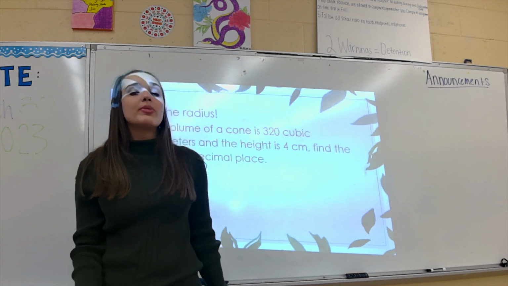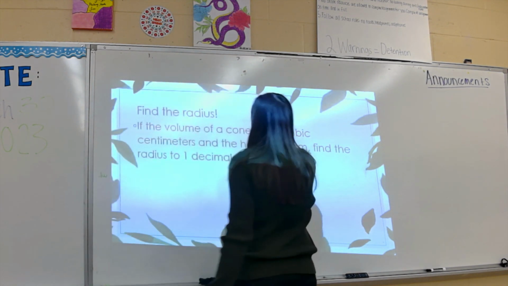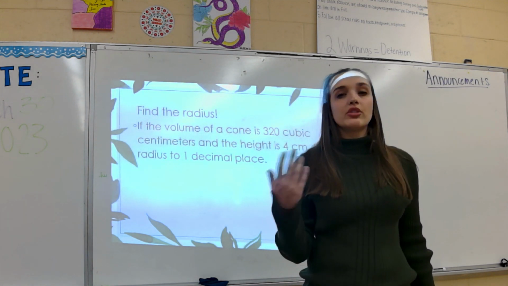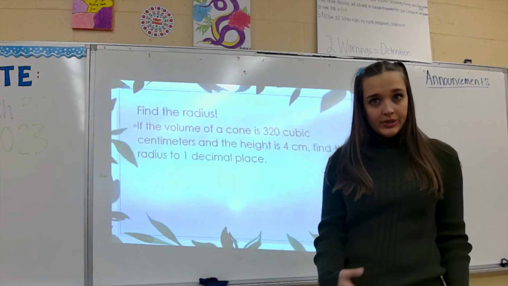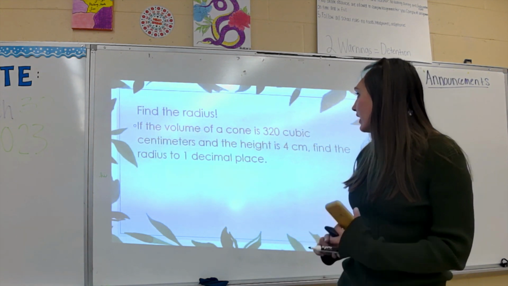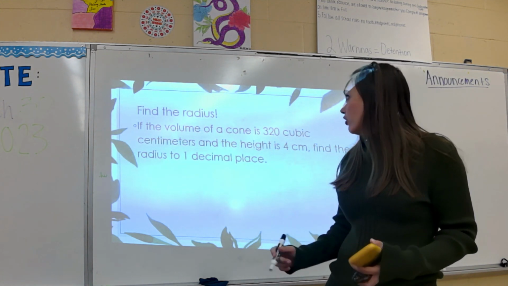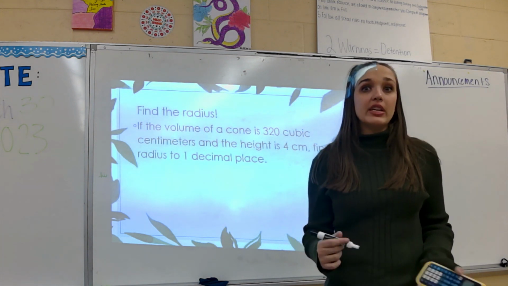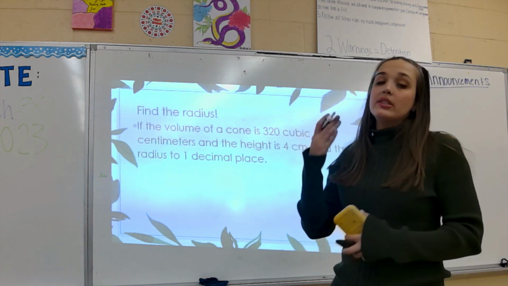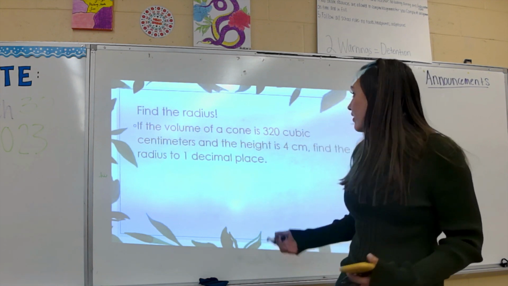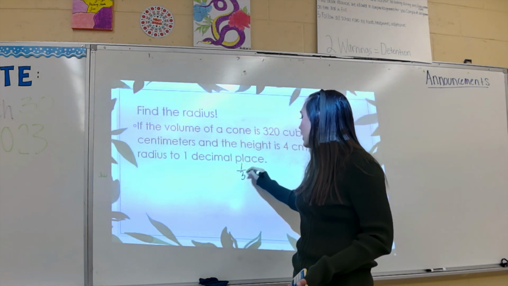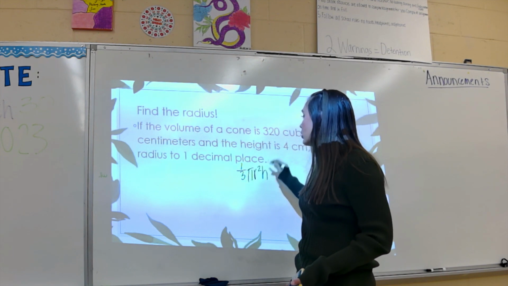Now we have something a little bit different, where we are given the volume, we're given the height, and we're trying to find the radius. So this is very important to determine what our steps are to be able to figure out the final answer. We're working with the volume of a cone. The volume is 320, the height is 4, and we want to find the radius. Once again, we always need the volume formula, which for a cone is 1/3 pi r squared h.